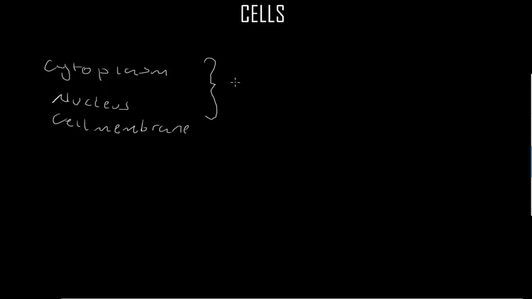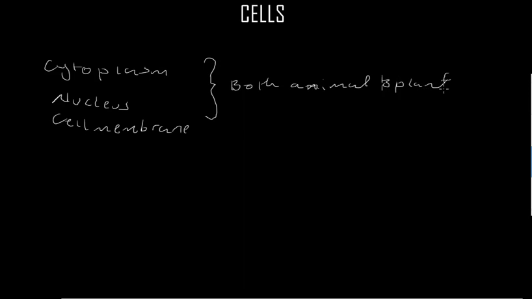These are found in both animal and plant. Okay, so these are found in both animal and plant cells. So this is really important. You need to know what structures are found in both the animal and the plant cell.